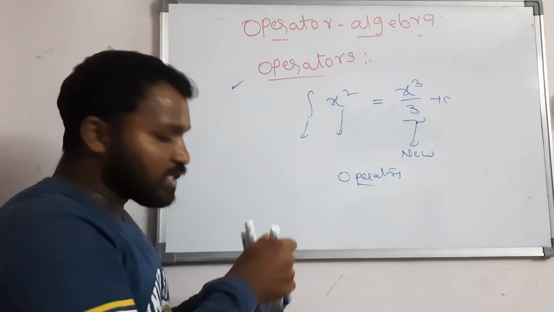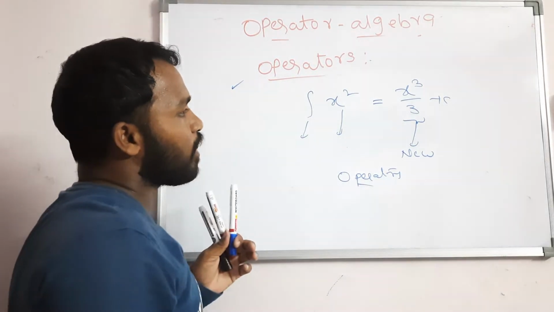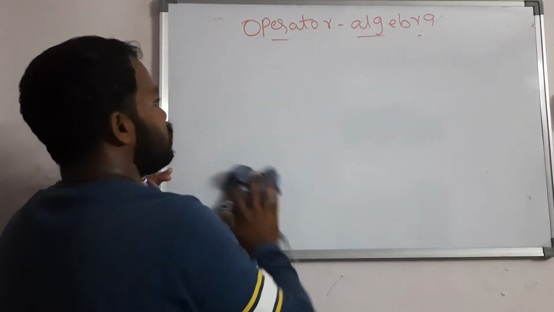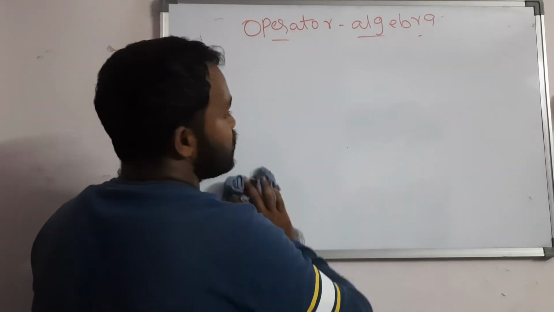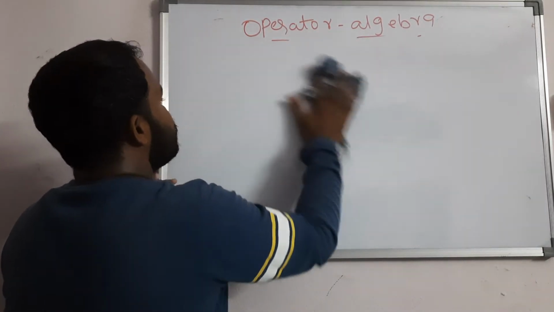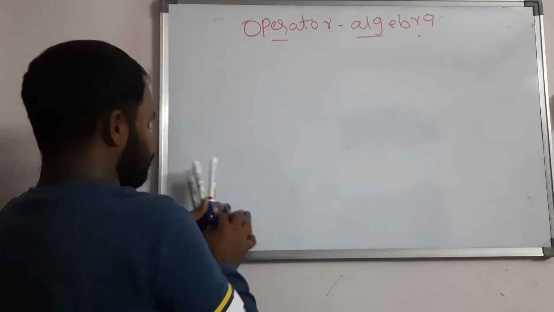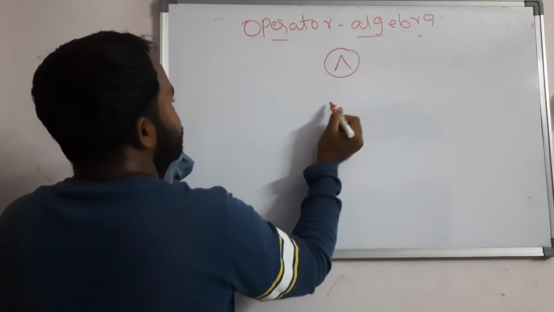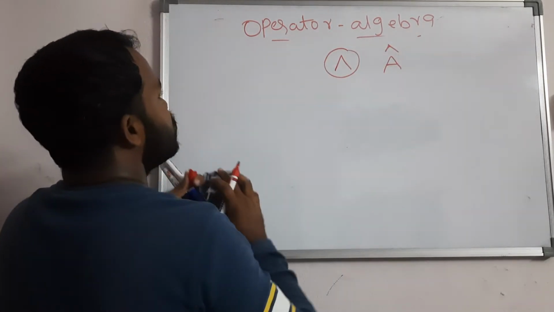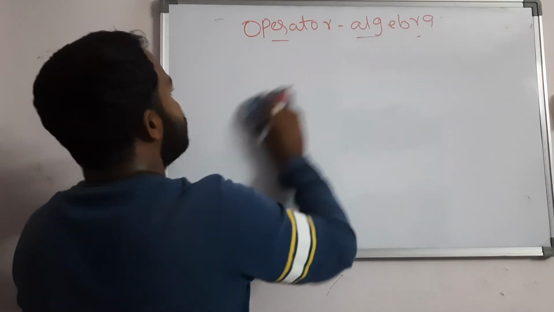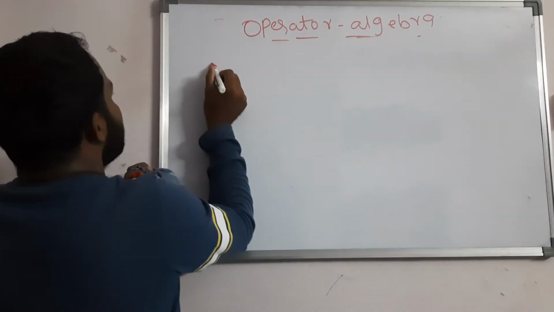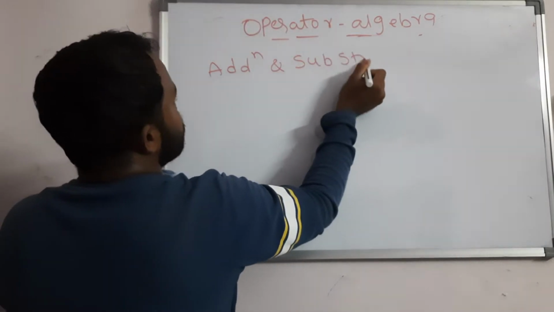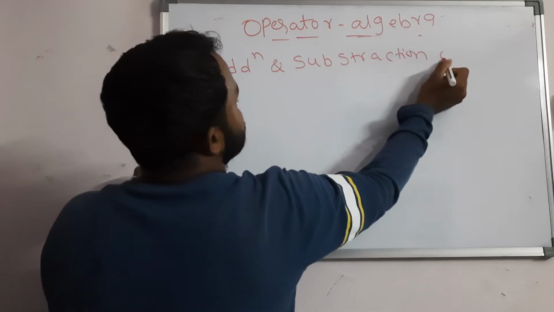We will discuss step by step the addition of operators, subtraction of operators, and multiplication of operators. Without a function, an operator is meaningless. Also, an operator is represented with a cap symbol; for example, if A is the operator, we write A cap. Include these two points. Next, addition and subtraction operators.